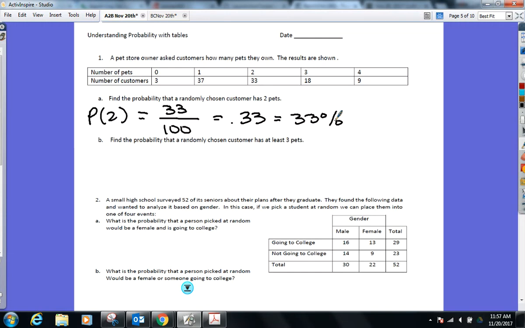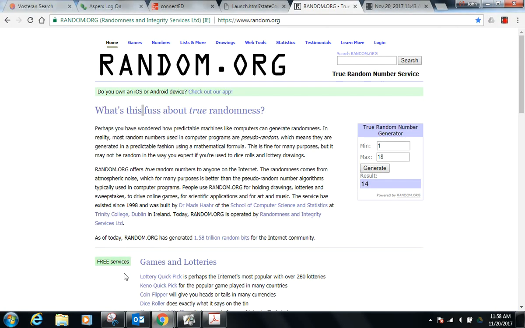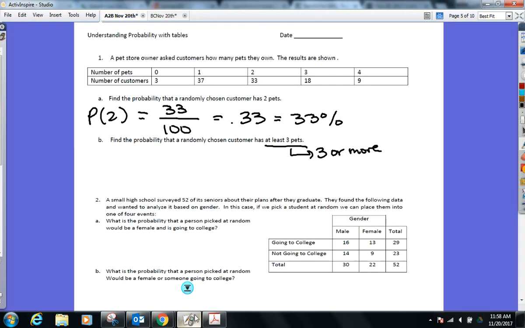Find the probability you have at least 3 pets. What's at least 3 then? 3 or more. So again, first question, how many customers have 3 or more? 27 out of how many customers again? 100. Okay, 3 or more: 3 and 4.